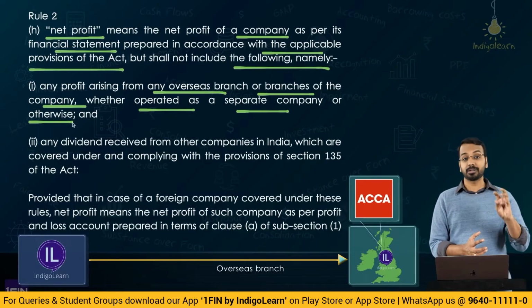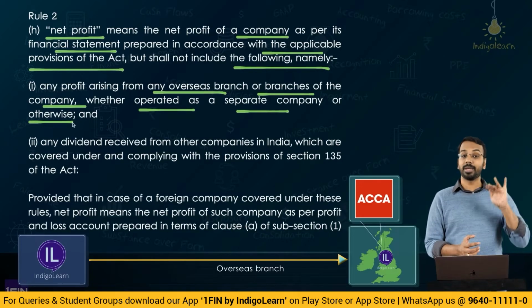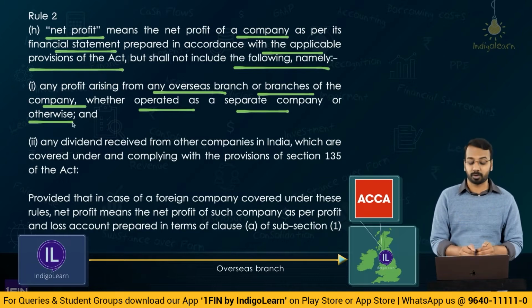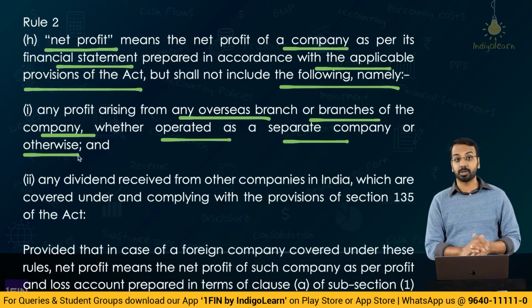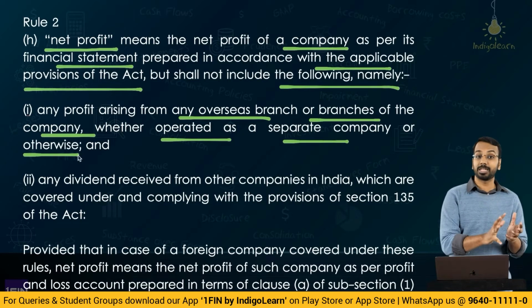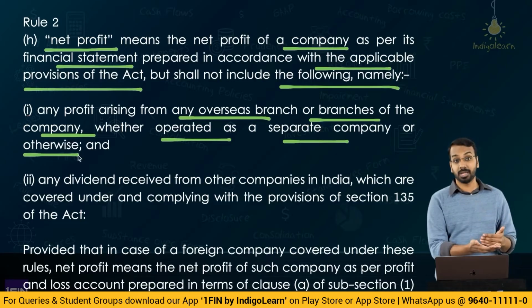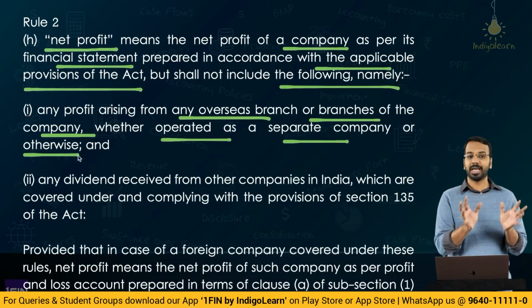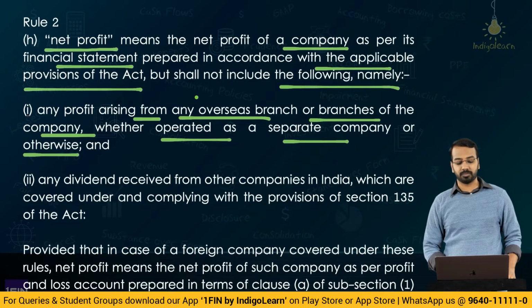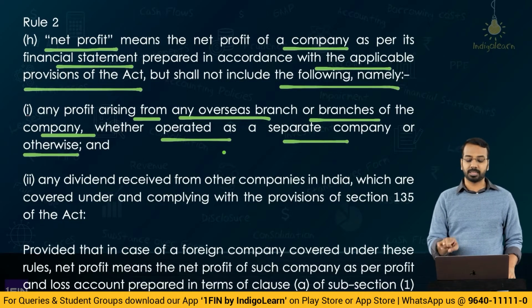Now, whatever profit is earned by that UK branch, that will be excluded from the net profit for the purpose of calculating net profit for this particular section. Okay. So, foreign branch's income will be excluded. Now, that foreign branch may be a separate company like a subsidiary, or it may be just a branch, but in that case, whatever is the profit arising from any overseas branch or branches of the company, whether operated as a separate company or otherwise, will be excluded.